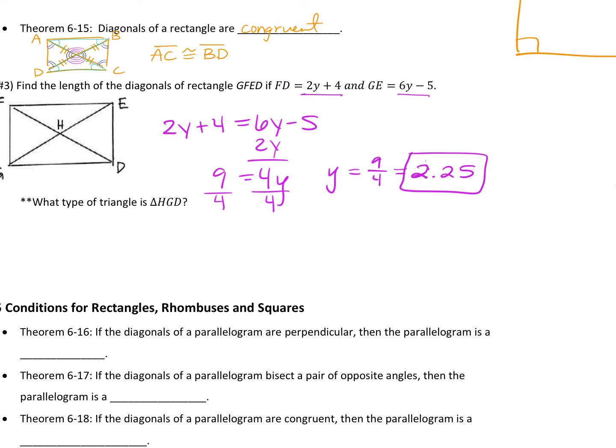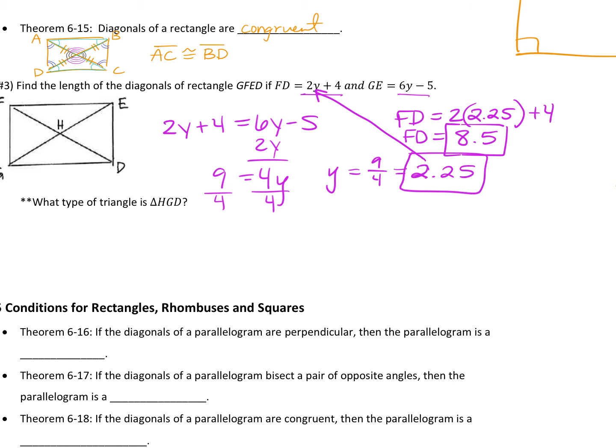But I'm not you. I'm going to plug it into this one. So FD is equal to 2 times 2.25 plus 4. What is that length? How's your mental math? 8.5. Okay, so FD is 8.5 and GE, if you plugged it in there, would also come out to 8.5.